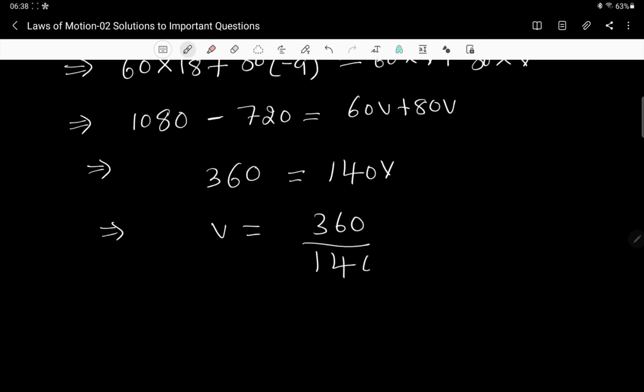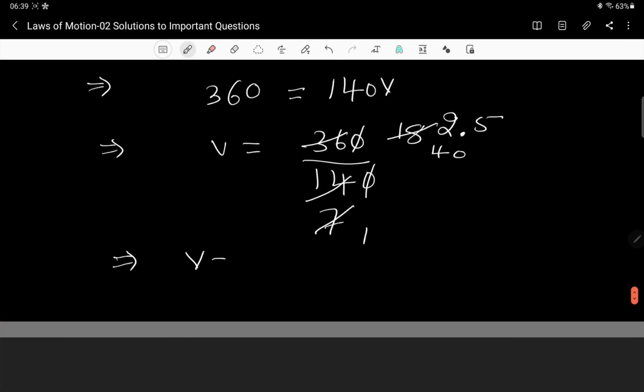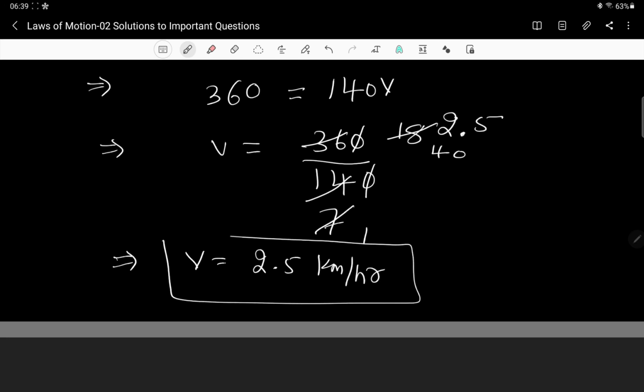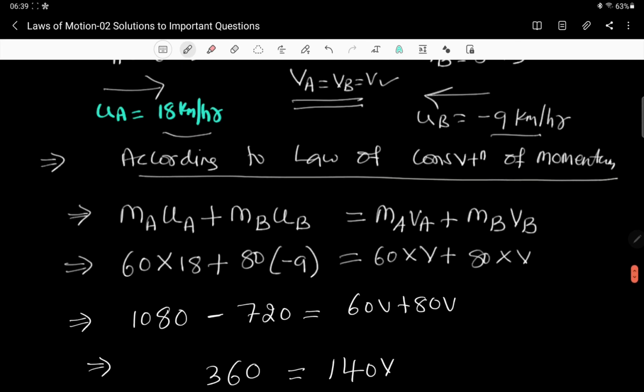So then V is equal to 360 divided by 140. These are the basic calculations which you can do. The zeros got cancelled, and you can do it as 36 divided by 14, and you got V is equal to approximately 2.5. So approximately 2.5 kilometer per hour. Now you tell me, this is the final velocity of both of them. So with this much velocity they move, 2.5 kilometer per hour. Now the direction is very important, in which direction they will move.